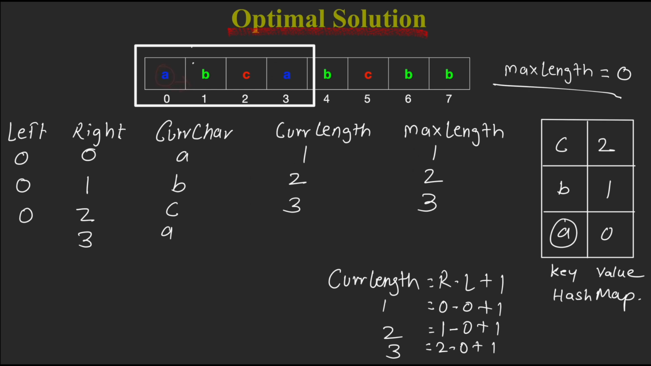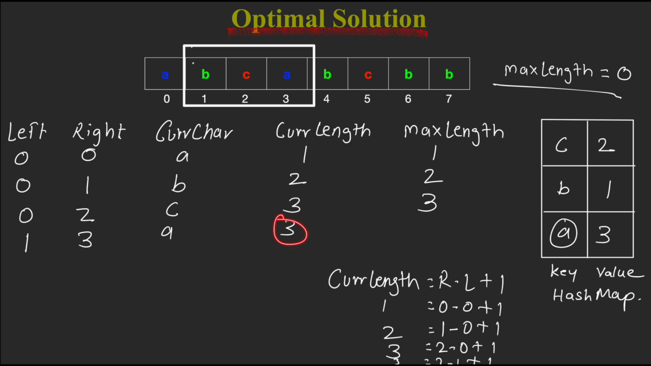So, left becomes map.get of A plus 1, which is 0 plus 1, equal to 1. Now our window is from index 1 to 3, which is BCA. This window is valid. We also update A's index in the map to its current position, 3. Current length is equal to 3 minus 1 plus 1, which is equal to 3.